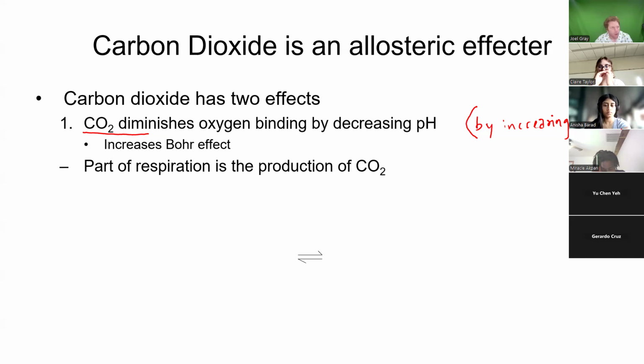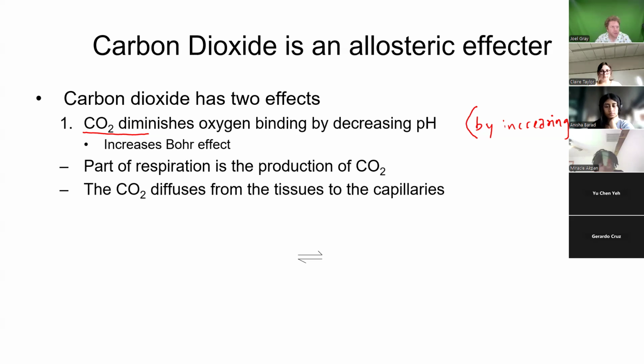Now, part of respiration is the production of CO2. That's cellular respiration, breaking down sugars. You're going to make CO2 from a sugar as you break it down. The CO2 diffuses from the tissues to the capillaries. How that happens is with the help of an enzyme that we'll look at in just a little bit.